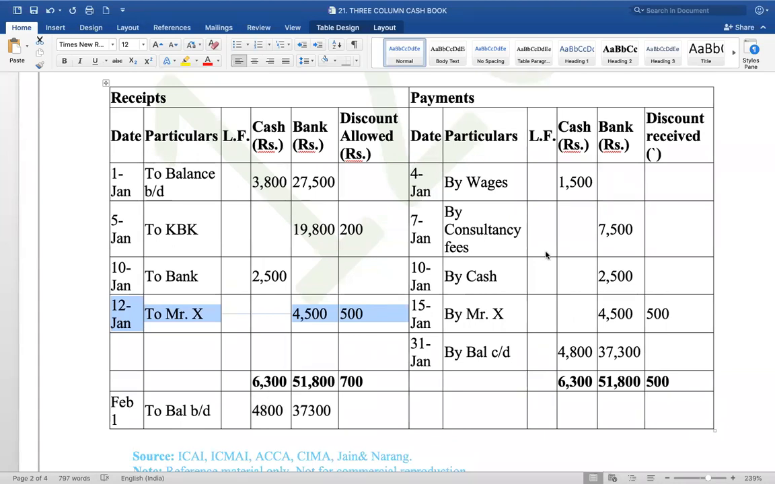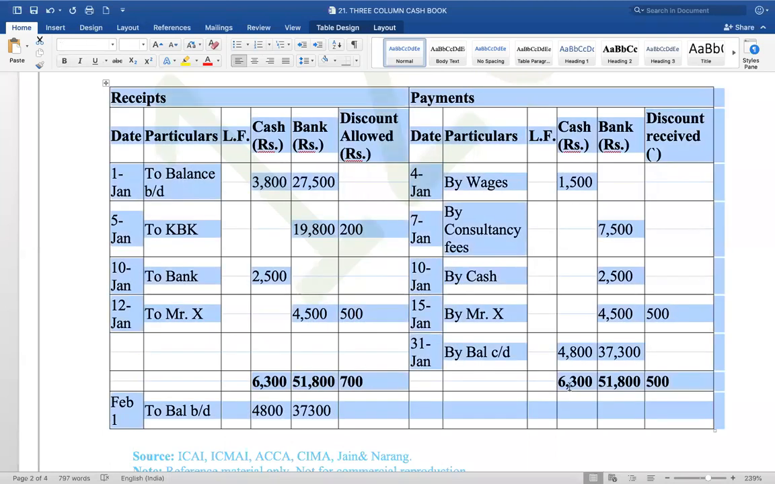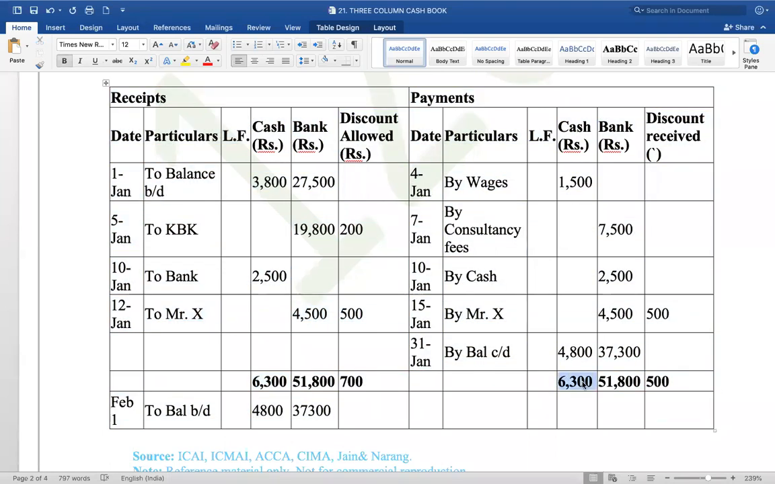And what's the total on the credit side cash column? 1,500. Okay, so 6,300 we drop on the credit side also. Difference between 6,300 and 1,500 is 4,800. We drop that amount. After writing this amount, we write, by balance carried down in the particulars column, and this is the last balance, the closing balance on the last day of the accounting period, that is 31st January.